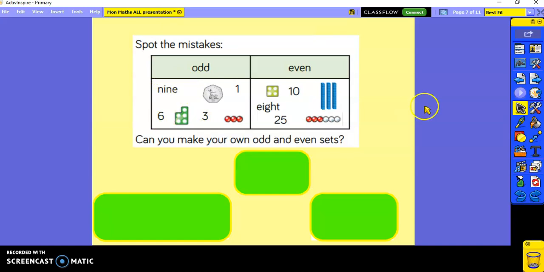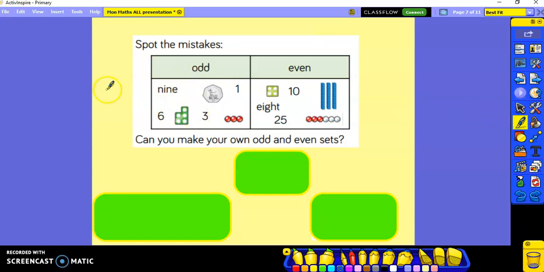Number 6, I can draw this one. Let's have a look. 1, 2, 3, 4, 5, 6. They all have a pair, so it must be even. I'll just go back over that a little bit more clearly because those dots came up very small. So they've all got a pair. So the number 6 isn't odd. It's a mistake. It should be over here on the even side.